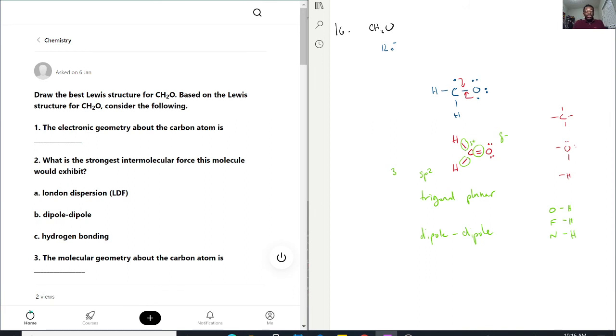And now the last question, the molecular geometry. This one is a little bit tricky because it's going to be very similar, in fact the same as the electron geometry, because we have 3 bonding pairs, but we have 0 lone pairs. Meaning that because 0 stays the same of 3 bonding pairs, the name carries over to where it is a trigonal planar molecular geometry. So these are the 3 answers we should get. The electron geometry is trigonal planar, the strongest force is dipole-dipole, and the molecular geometry is also trigonal planar.